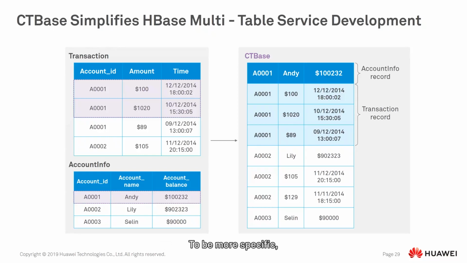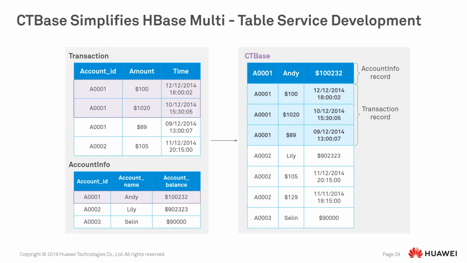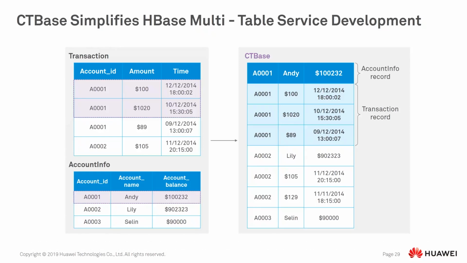To be more specific, multiple user table data is stored next to each other physically by using the HBase internal mechanism. It can accelerate the query 5 to 100 times by pre-associating the data before loading data into databases instead of during the query.